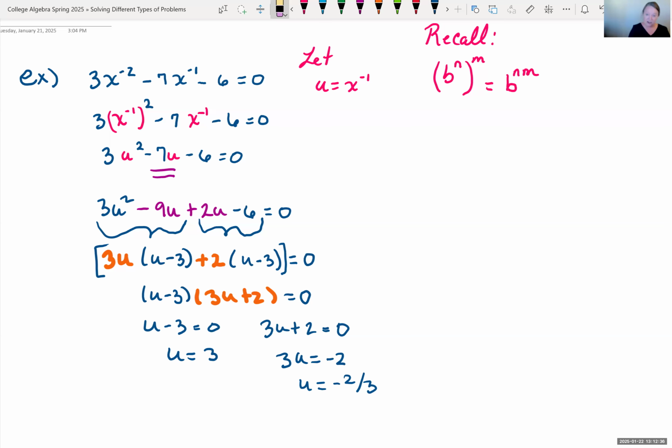So now that we have our values of u, let's figure out what x is. So we have 3 is equal to x to the negative 1 power, or x to the negative 1 power is equal to 3. And we had x to the negative 1 power is equal to negative 2/3. So a couple of things that we can do to solve this. I can rewrite that without a negative exponent. So x to the negative 1 is the same thing as 1 over x, and I can solve that way.